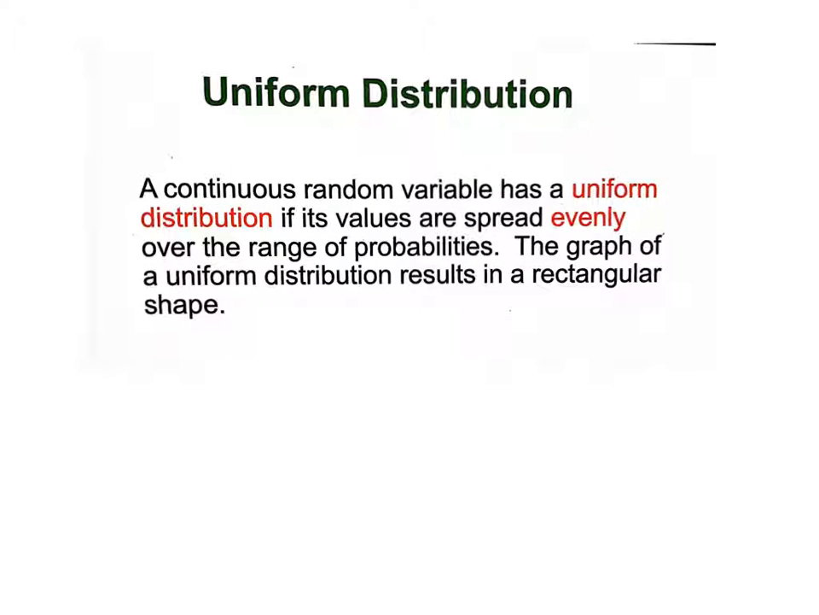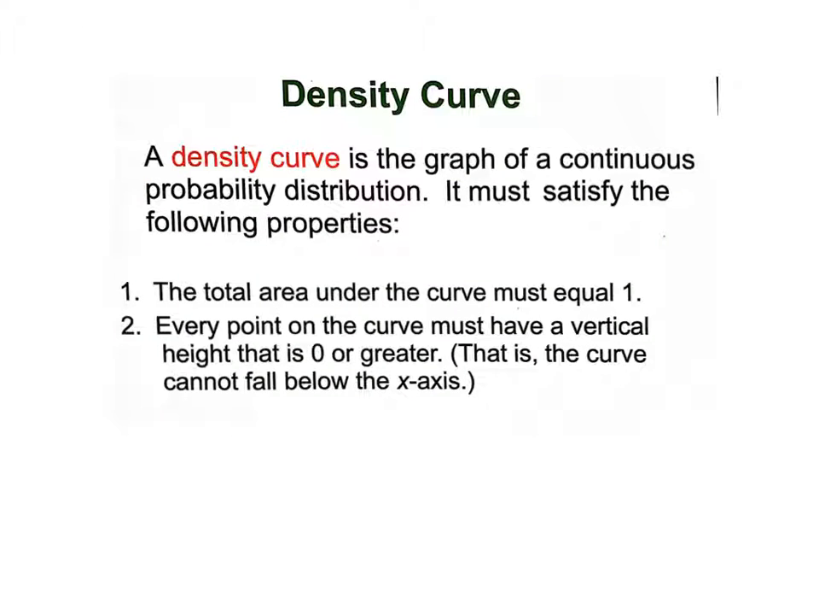All right, a uniform distribution is when every value is spread evenly over the range of probabilities. I'm going to show you what this looks like in just a second. The graph of uniform distribution results in a rectangular shape. So if it's uniform, it's not a normal curve, it is a rectangular curve, and I'll show you that in just a second.